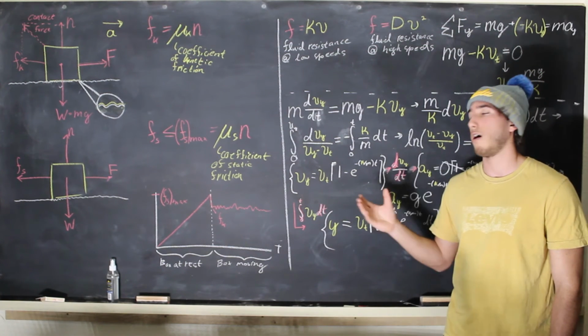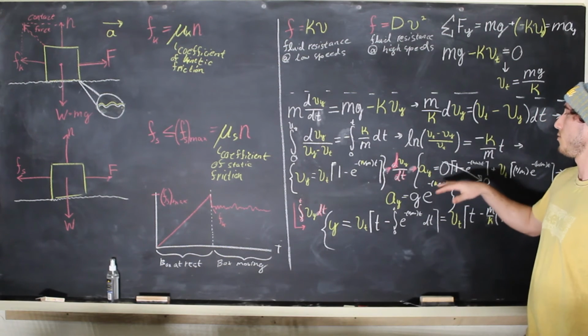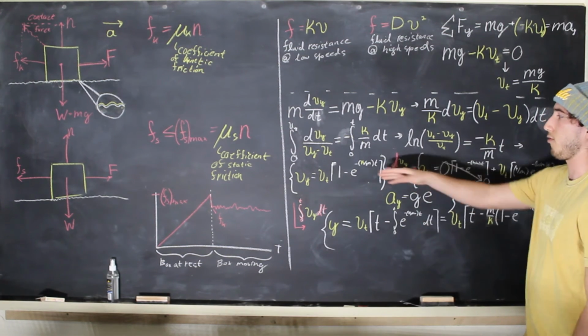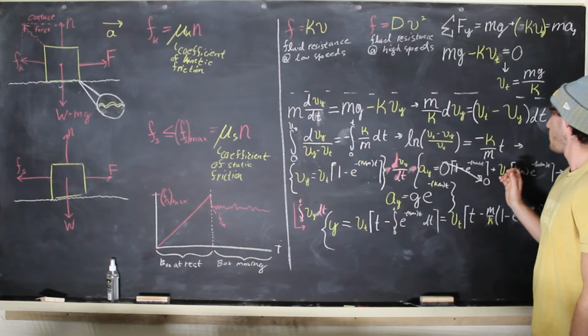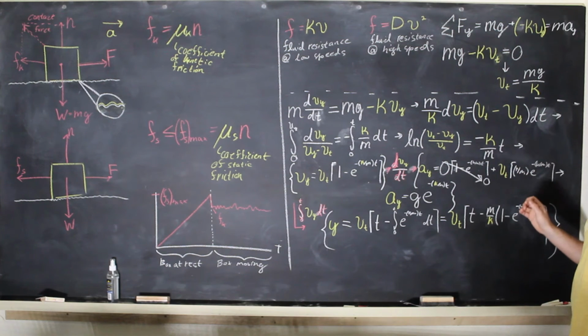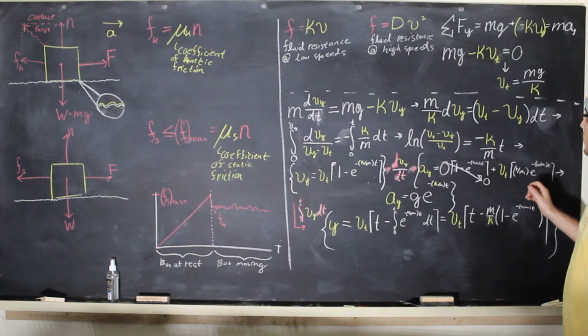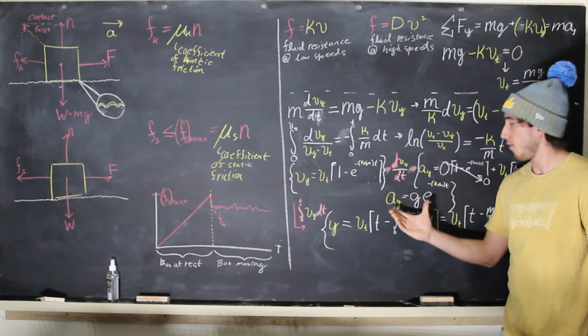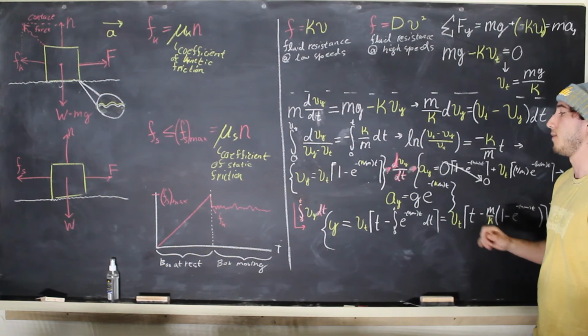Now v terminal is a constant value, so when we take the derivative, we're going to get a_y is equal to 0 times 1 minus e to the power of negative k over m t, which is just going to go to 0, and then we're going to get v terminal times k over m times e to the negative k over m t, and this I got using the product rule. Finally, since we know v terminal is equal to mg over k, when we multiply by k over m, we're going to be left with just g.